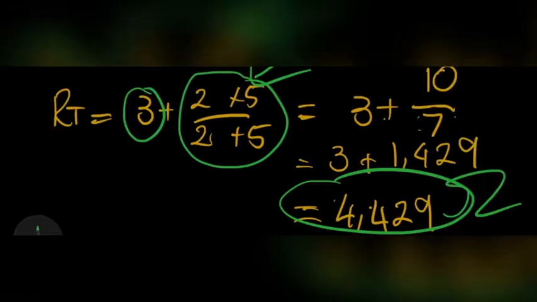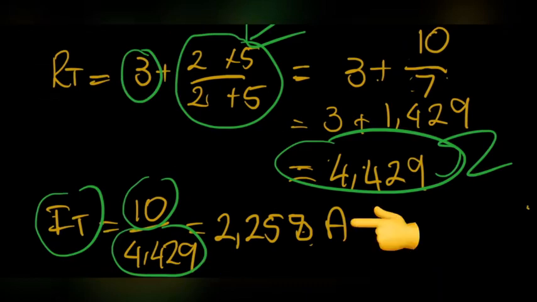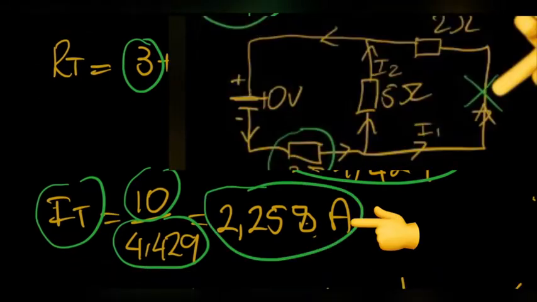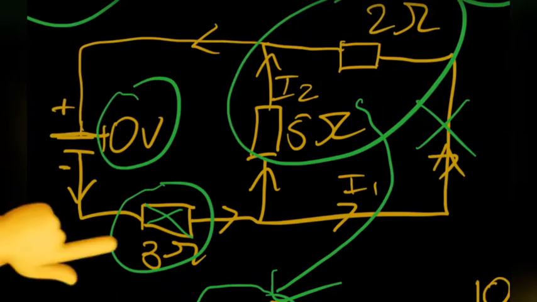All right, total amperage pulled by the resistances: voltage divided by the total resistance. That'll be the total current that that source will provide. So it ends up being 2.258 amps. So IT is flowing through the 3 ohm.